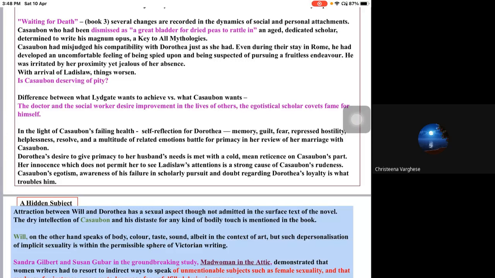Her innocence, which does not permit her to see Ladislaw's attentions, is a strong cause of Casaubon's rudeness. Casaubon's egotism, awareness of his failure in scholarly pursuit, and doubt regarding Dorothea's loyalty is what troubles them. So they are never very compatible with each other. Dorothea does not understand that Casaubon feels insecure in the presence of Ladislaw, and Casaubon does not understand that Dorothea is loyal to him and wants to help him. So they are an incompatible pair.